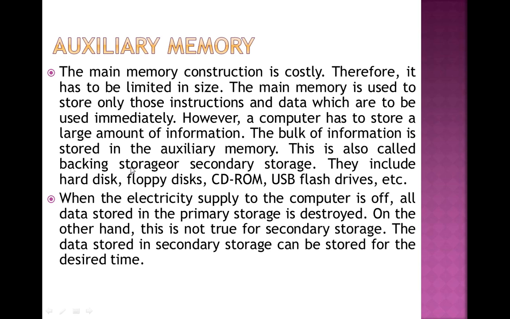Examples of secondary memory include hard disk, floppy disk, CD-ROM, USB flash drives. This says when the electricity supply to the computer is off, all the data stored in the primary storage is destroyed. That is, whenever the power has gone, the data will vanish from the primary storage. But the data will be retained in the secondary storage. The data stored in secondary storage can be kept for the desired time.